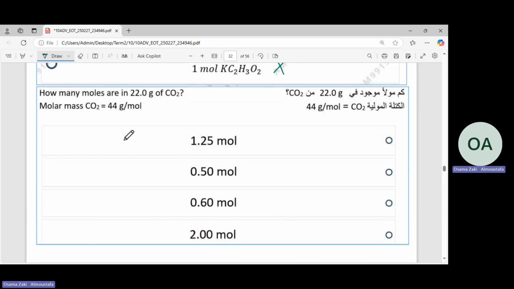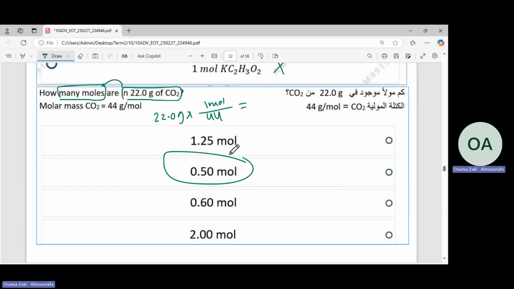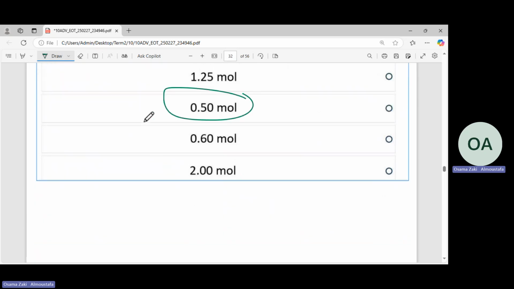Here, how many moles are in 22 grams of this? So we have the grams, we need to convert to moles. So 22 grams times 1 mole over the molar mass, which is 44. You can find it using the periodic table and the calculator, to convert from mass to mole.